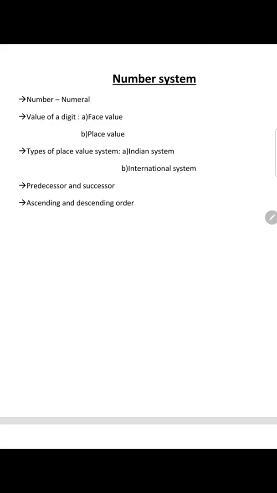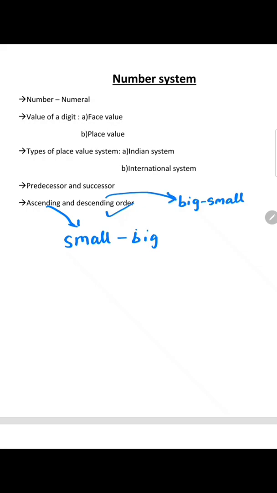The next topic that we are going to discuss is ascending and descending order. Ascending order means small to big. Big to small is the descending order. So, ascending order is small number to big number, whereas the descending order is reverse of ascending order. It is big to small number.